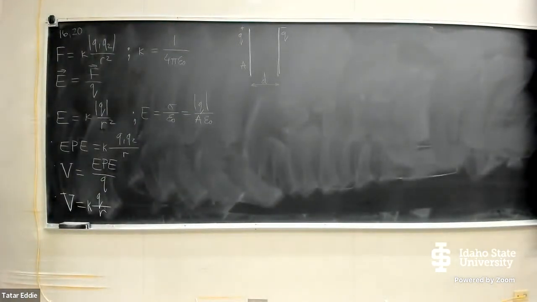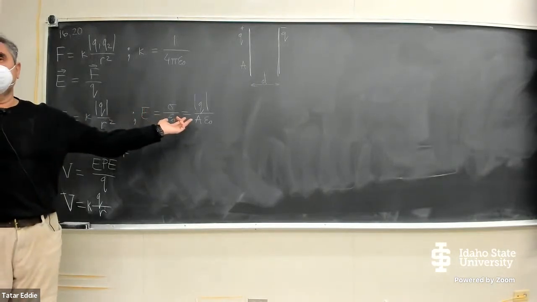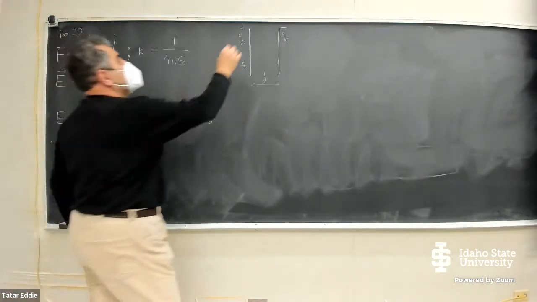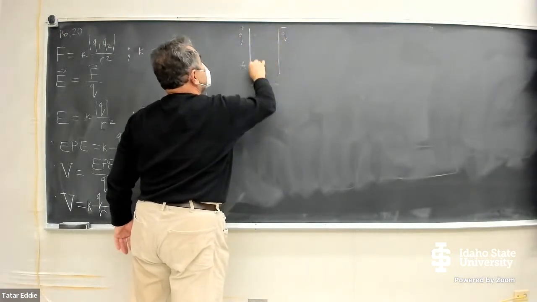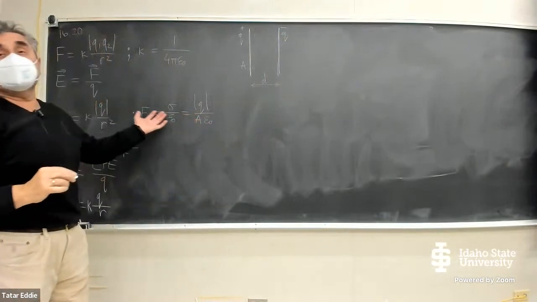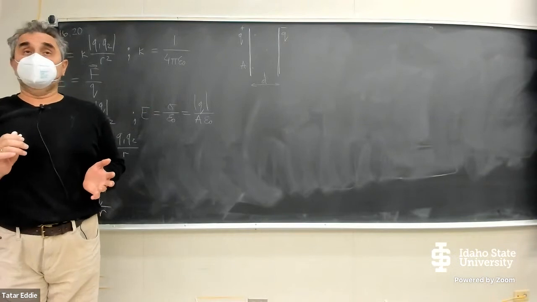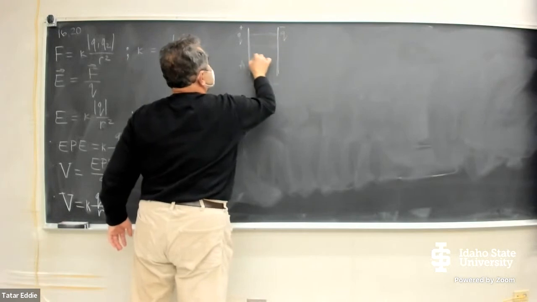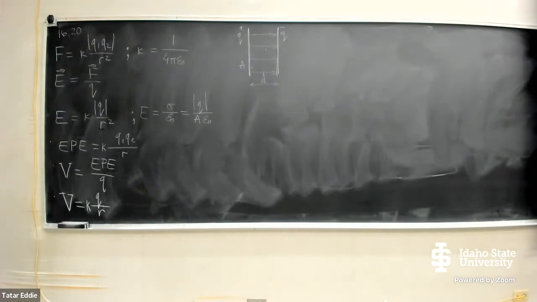Let's say that the separation between the plates is D, and the surface area of each plate is A. Gauss's law allowed us to calculate the electric field between the plates, and it is everywhere the same. Closer to this plate, farther from that plate, here, here, here, the electric field always has exactly the same magnitude and also exactly the same direction. Electric field lines are like this.